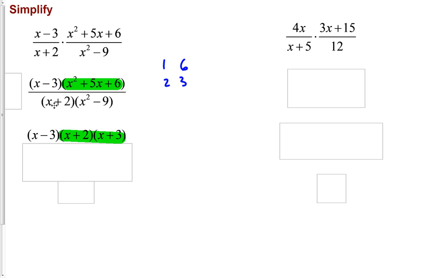In our numerator, we have x plus 2, nothing we can do with that. Just leave that as is. X squared minus 9 smells very much like a difference of squares, x squared minus 3 squared.